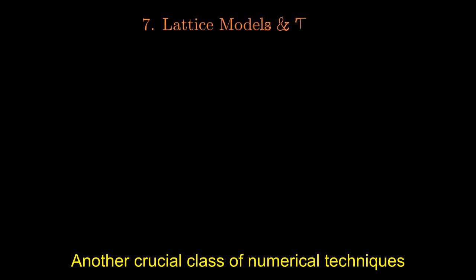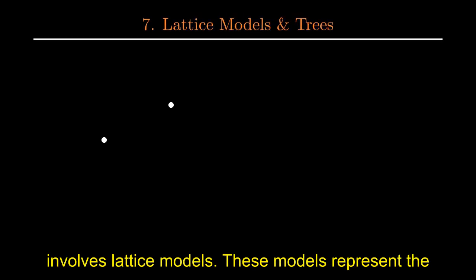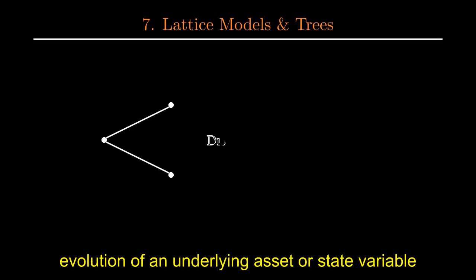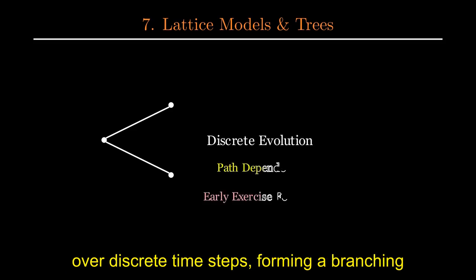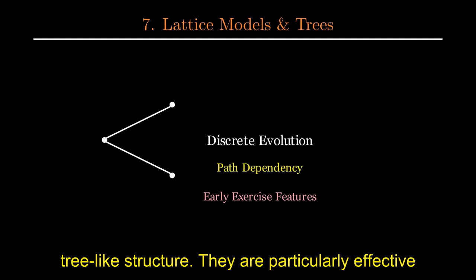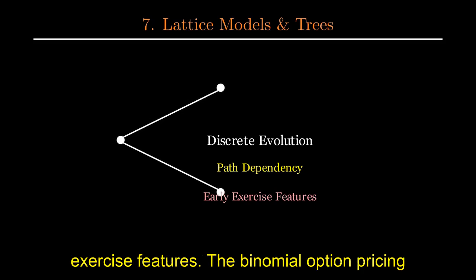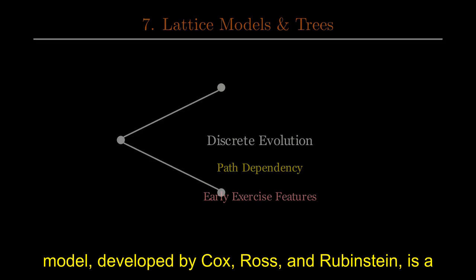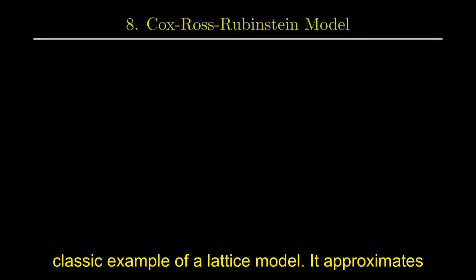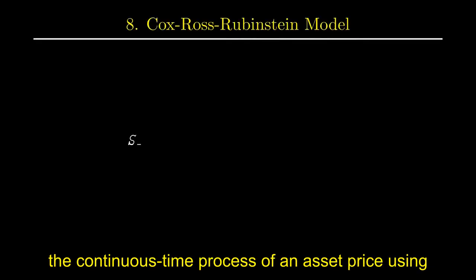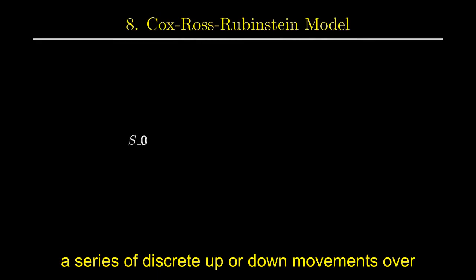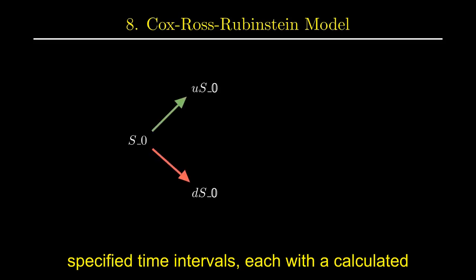Another crucial class of numerical techniques involves lattice models. These models represent the evolution of an underlying asset or state variable over discrete time steps, forming a branching tree-like structure. They are particularly effective for problems involving path dependency or early exercise features. The binomial option pricing model, developed by Cox, Ross, and Rubinstein, is a classic example of a lattice model. It approximates the continuous time process of an asset price using a series of discrete up or down movements over specified time intervals, each with a calculated probability.